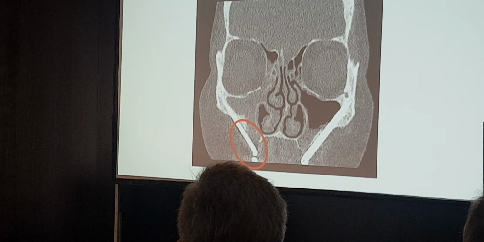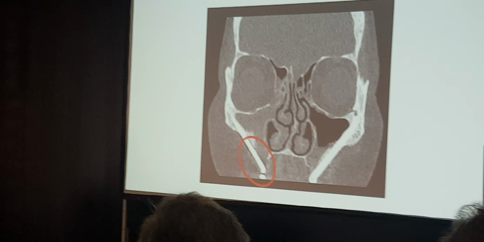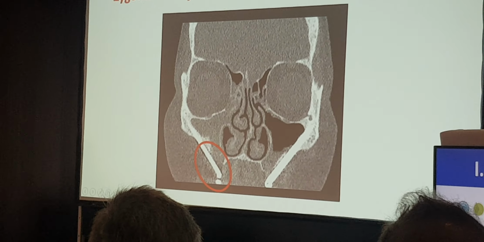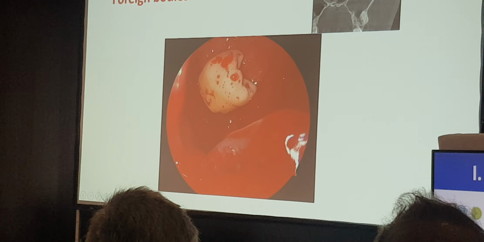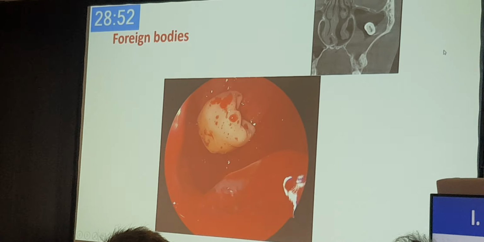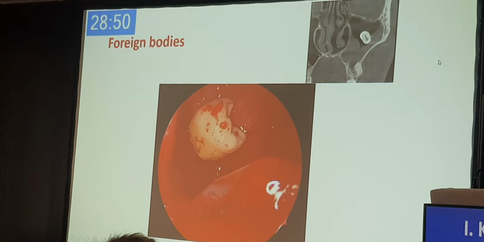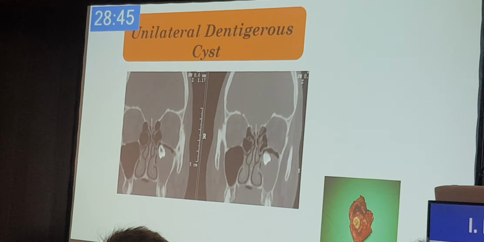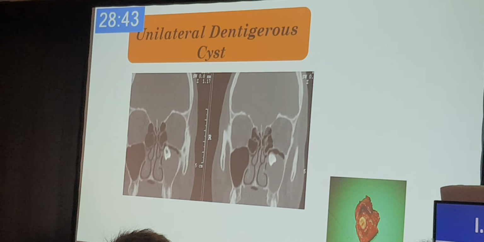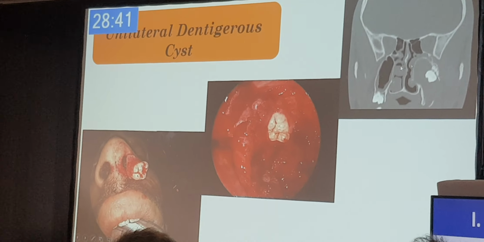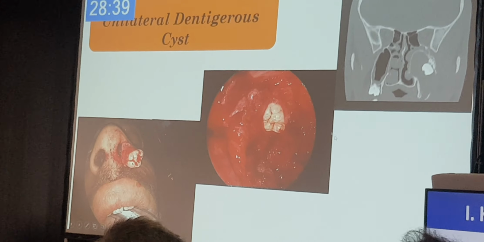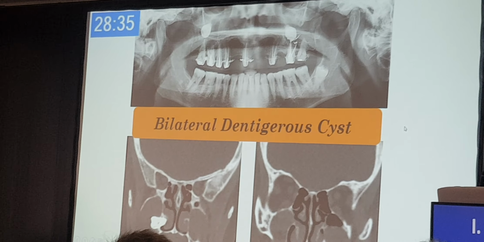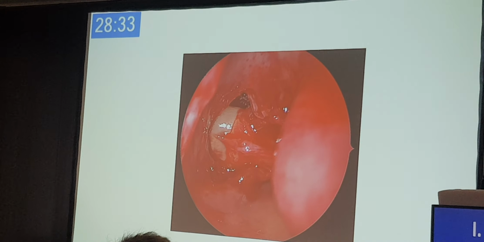Zygomatic implants sometimes have serious and severe complications, and it's very hard to take these implants out. So we are also dealing with this in our joint clinic. Foreign bodies like this crown of a tooth in the sinus, and also cysts, like dentigerous cysts or keratocyst, we take out endoscopically via the nostril, via endoscopic sinus surgery. And we have a very rare case of bilateral dentigerous cyst that was also treated endoscopically.